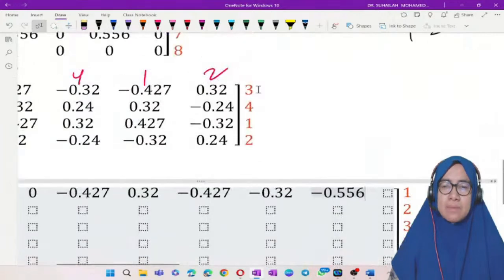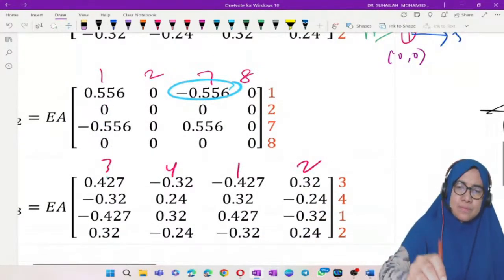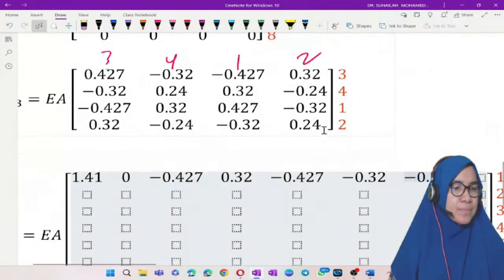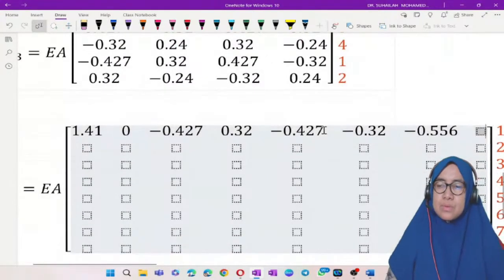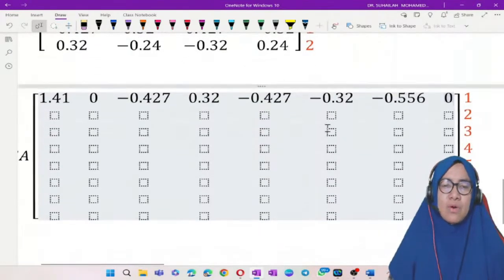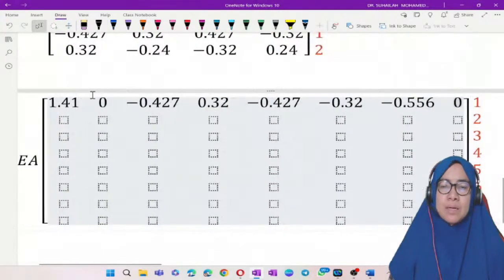Okay, and 1,8. 1,8 is 0. Okay, so this is for line number 1.